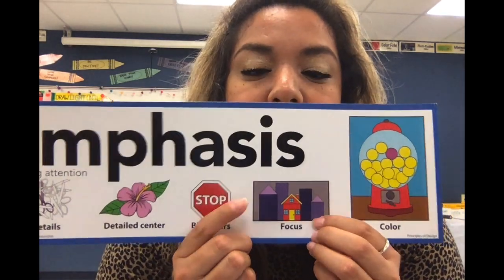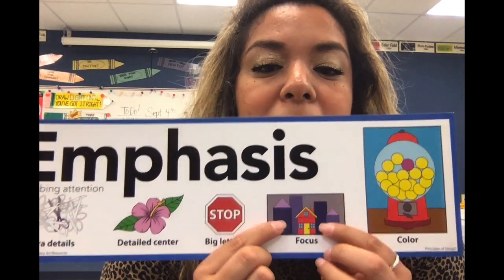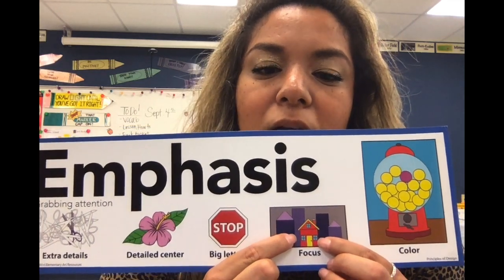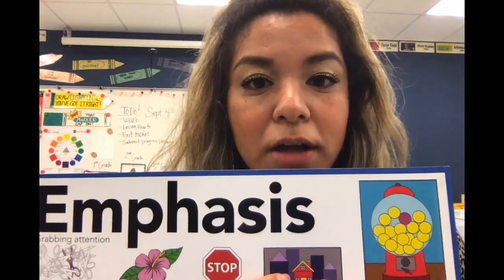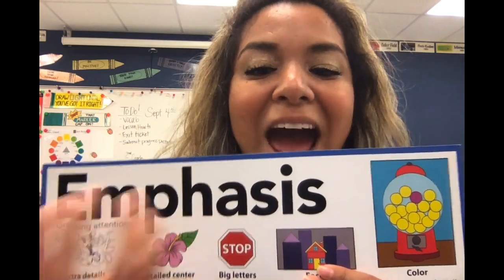Same thing with these buildings. You can see all these buildings are purples, but then we have this one building that has a lot of detail and different colors. That's where our eye gets drawn to. We're putting emphasis on something. We want it to stand out, okay?